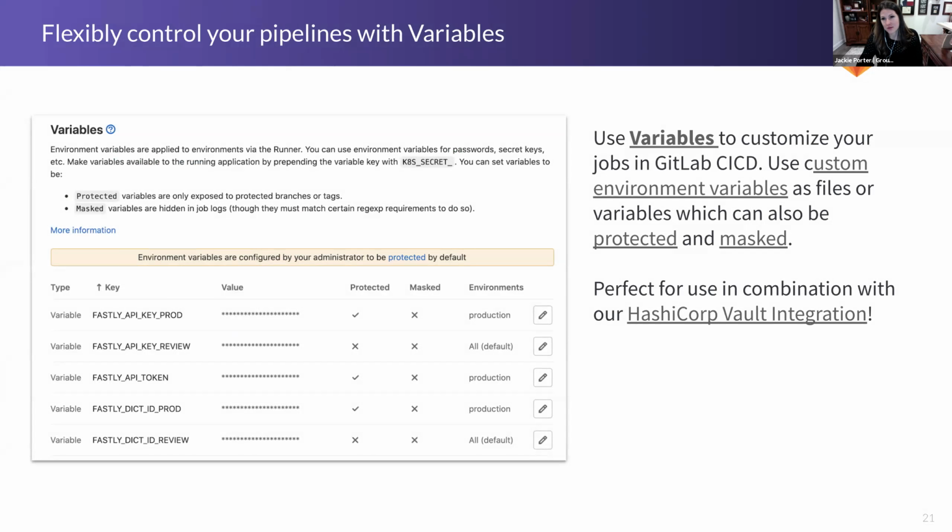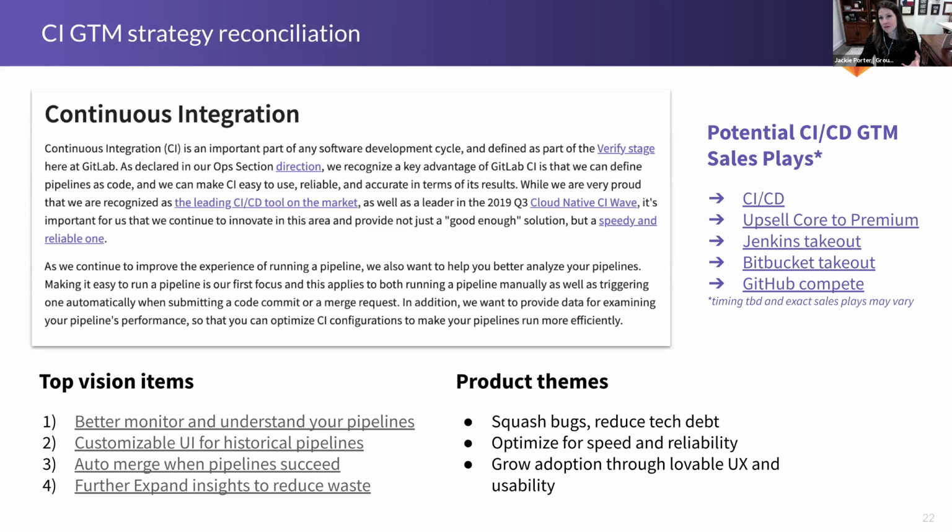A big focus for CI in fiscal year 22 is stability and making sure that our core offering is running at top speed. So we are going to be investing in tech debt and bugs and optimizing for that reliability, which I think will lay a great foundation for some of our go-to-market sales plays.